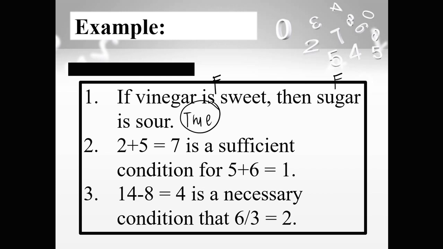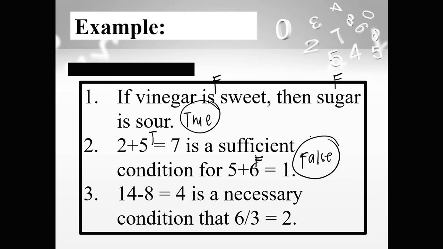Okay? Next, for number 2, we have 2 plus 5 is equal to 7 is a sufficient condition for 5 plus 6 is equal to 1. That is just another connective under the conditional, with the word condition in it. Let's identify. First statement, 2 plus 5 is equal to 7, is true. 5 plus 6 is equal to 1 is false. According to the rule of the conditional, if your first statement is true and your second statement is false, what will be the final answer? It is the only false case. The final answer will be false.